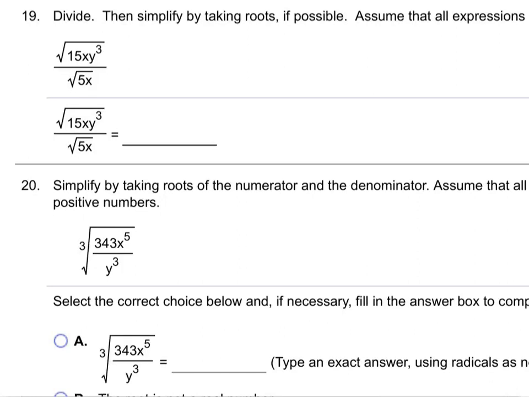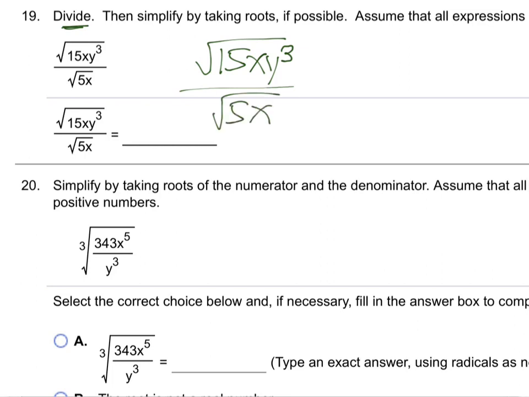Okay, number 19. What are we going to do here? Well, this is a dividing problem, so we can just divide right in the beginning. Let me just rewrite it here. Square root. There's nothing in the hook, so this is a square root of 15xy cubed over the square root of 5x. Here we go.